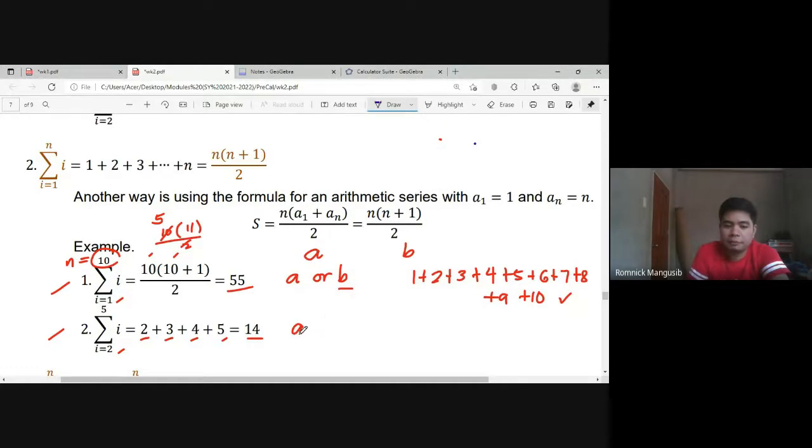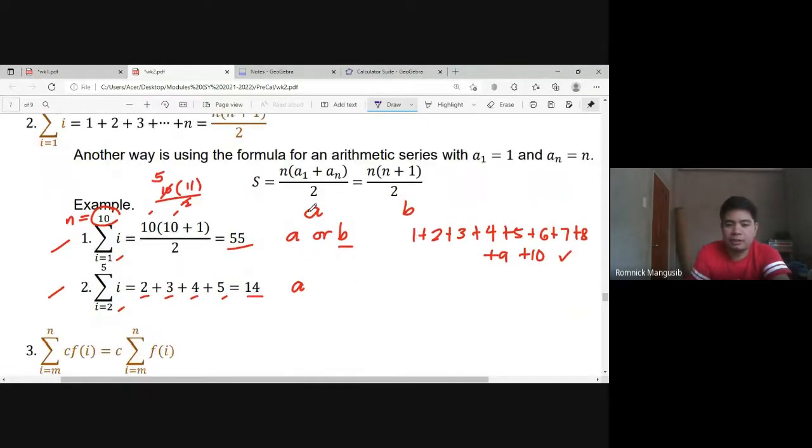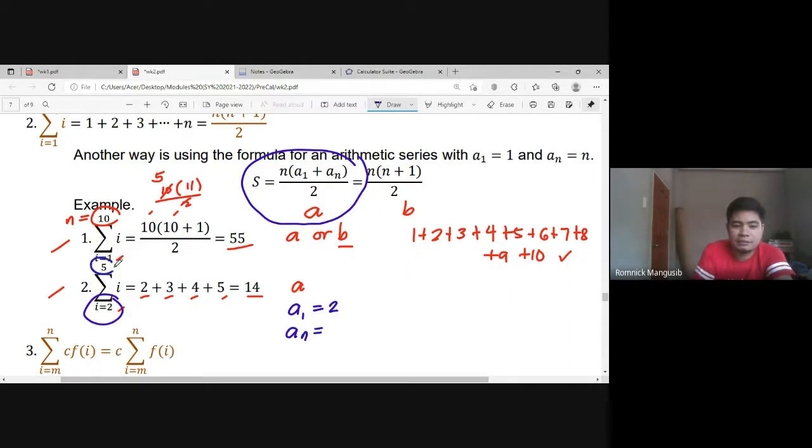Para ma-solve mo yung number 2 using formula letter A, kailangan mong i-identify ang first term. Simple lang naman, class, ang first term. Kung ano yung sinabi nito, i starts from 2, sabi niya. So, ibig sabihin, your first term is 2. So, what is your last term? i ends at 5. So, your last term is 5.